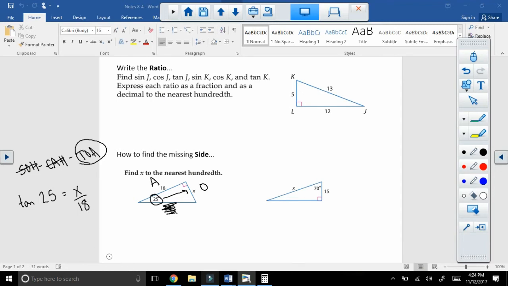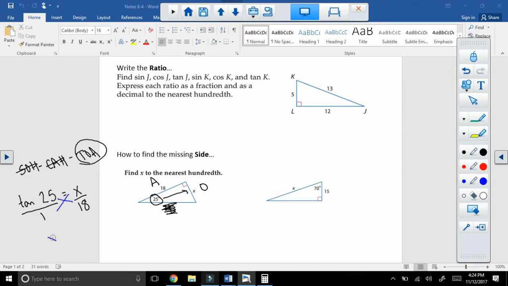And then my recommendation to you is that we always write this as a proportion. So the tangent of 25 is the same thing as the tangent of 25 divided by 1, because you can divide anything by 1 and it's not going to actually change that number. So then I know I'm going to have to cross multiply this to solve for x.